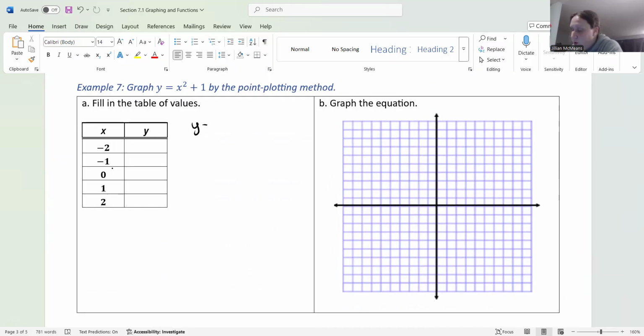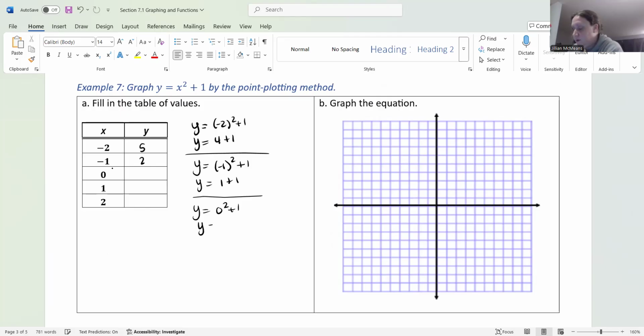So we have y equals x squared plus 1, but we're going to let x equal -2. So y equals 4 plus 1, or 5. We have y equals -1 squared plus 1. Y equals 1 plus 1, or 2. We have y equals 0 squared plus 1. So y equals 0 plus 1. We have y equals positive 1 squared plus 1. So 1 plus 1, y equals 2. And then finally, we have y equals 2 squared plus 1. So y equals 4 plus 1.